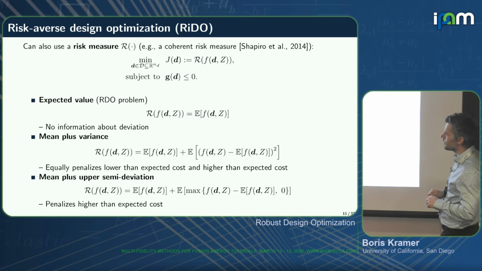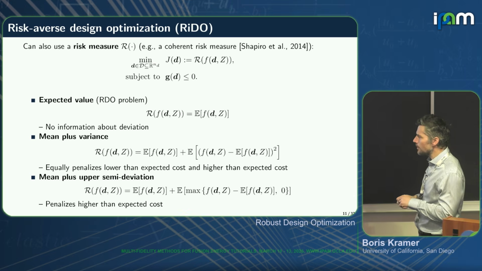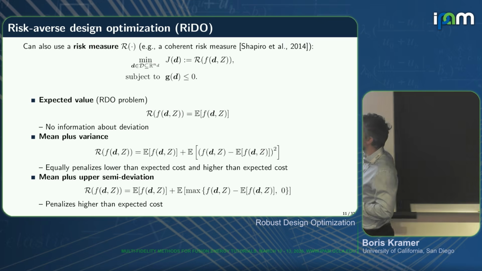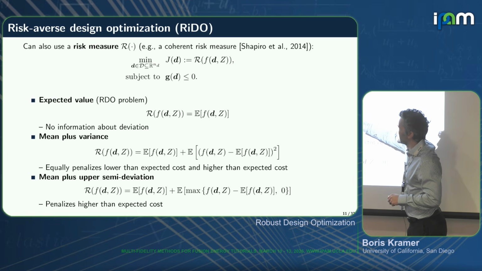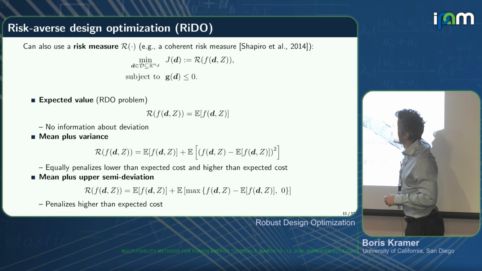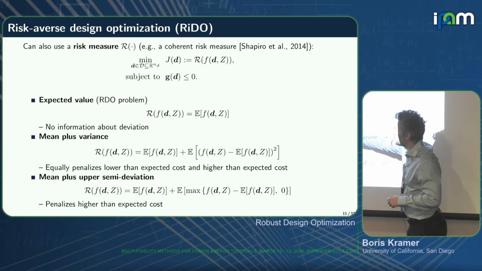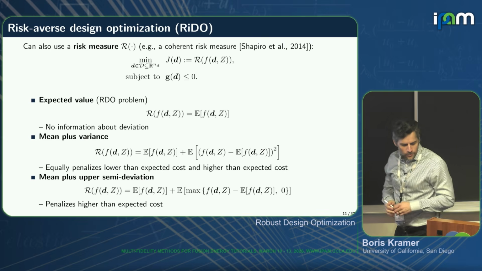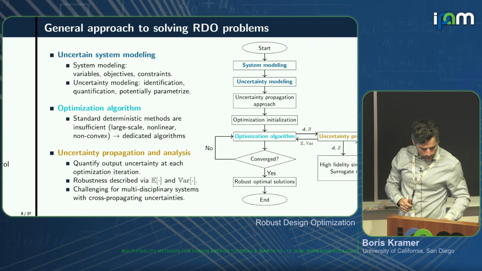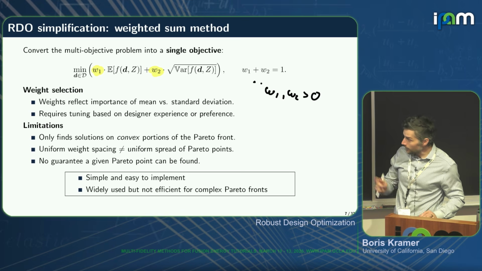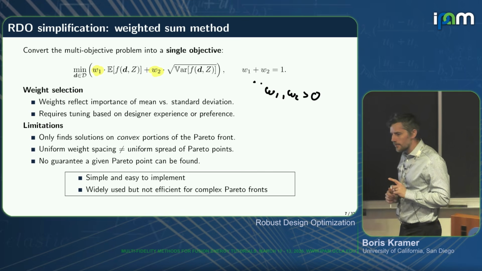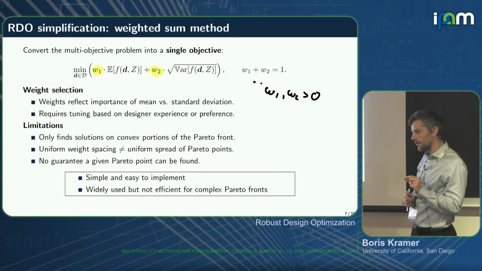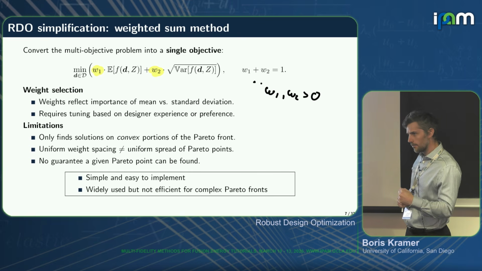Oftentimes the variance is important, so you can do mean plus variance, which we have seen is also an RDO, sorry, I wrote RDO problem here, but in RBDO, this is the optimization, and we have a probabilistic constraint. You can do mean plus variance. The problem actually is when you do mean plus variance, like we do in RDO, it depends what your cost function is, but you're penalizing a cost that is above and below, right?